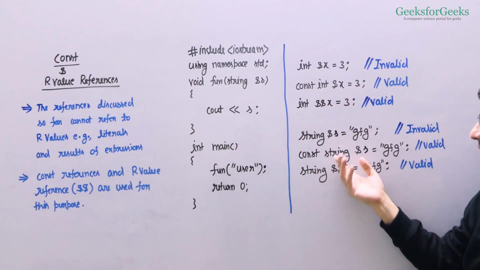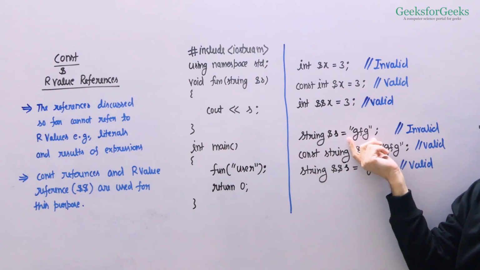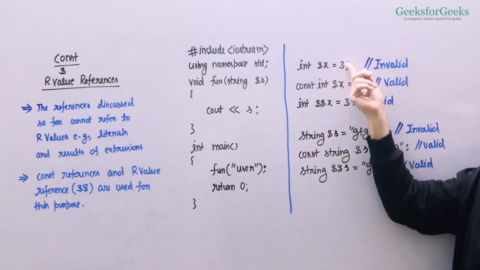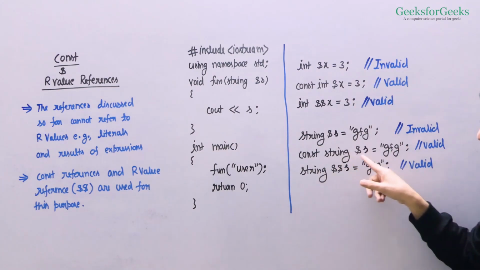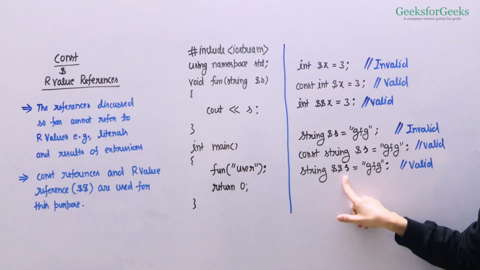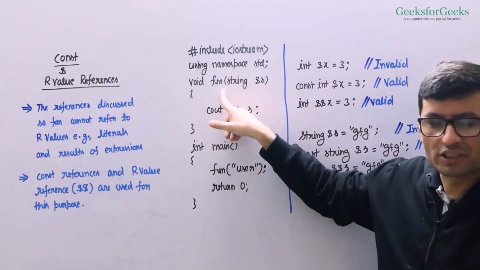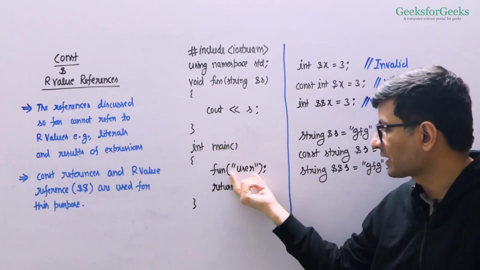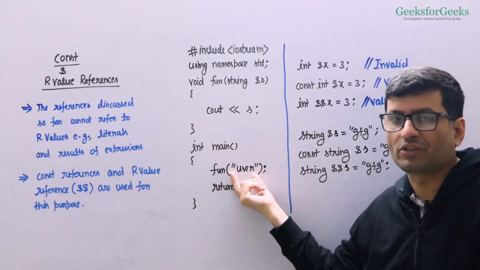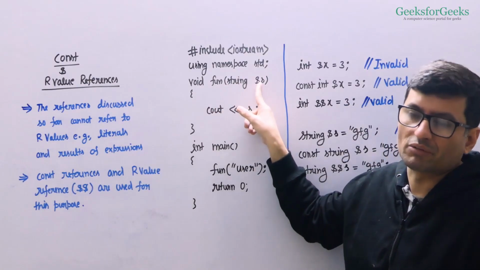This is one more example of a string. If I try creating a string reference with a literal, it would not compile. This will not compile, this will not compile. This will compile because I've used const, and this will also compile because I've used R value reference here. So the program written here has a function that takes a reference, and if I pass an R value, it's not going to compile. We either need to use const here or we need to use double ampersand here.